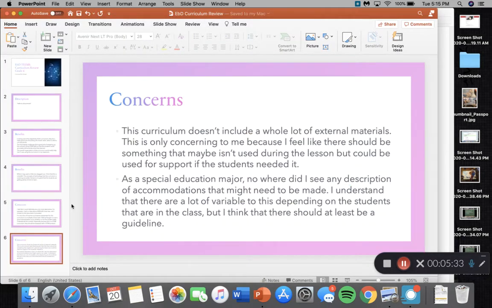It doesn't include a lot of external materials. It's only concerning to me because I feel like there should be something that maybe isn't used during a lesson, but it could be used for support if the students needed it.